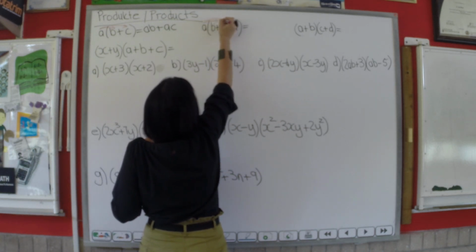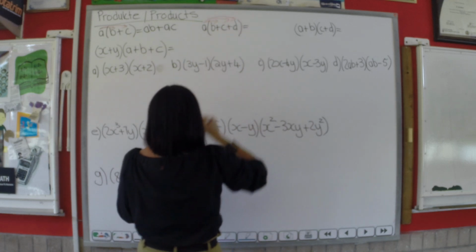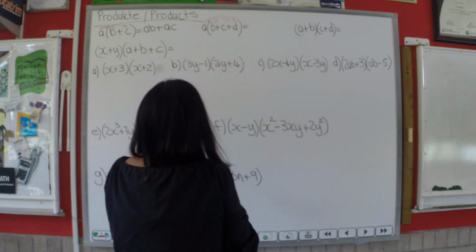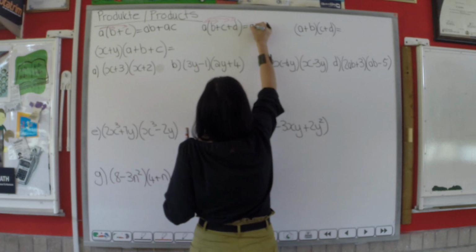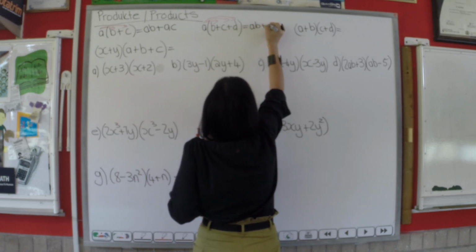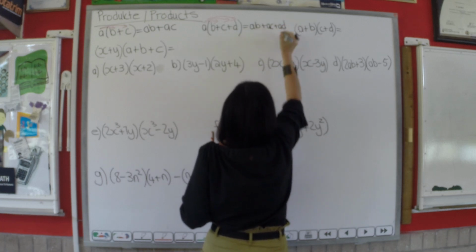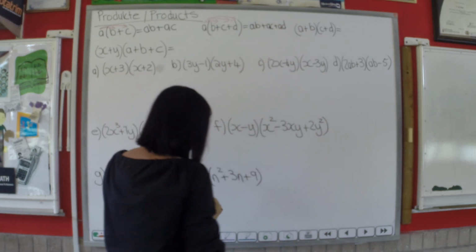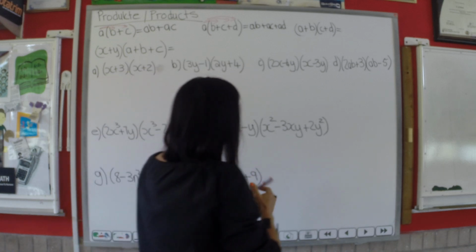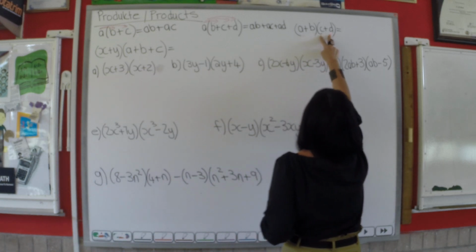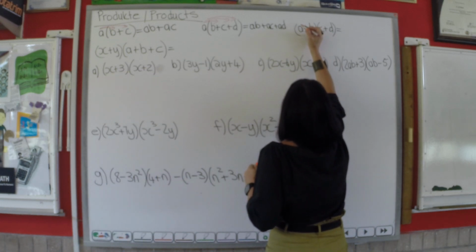Jou 1 term maal jy in by alles binne in jou hakkie. So jou antwoord gaan wees AB plus AC plus AD. Dis alles verskillend, so jy kan dit nie by mekaar sit nie. Wanneer ons by 'n 2 term maal met 'n 2 term kom, dan gaan ons die volgende doen.